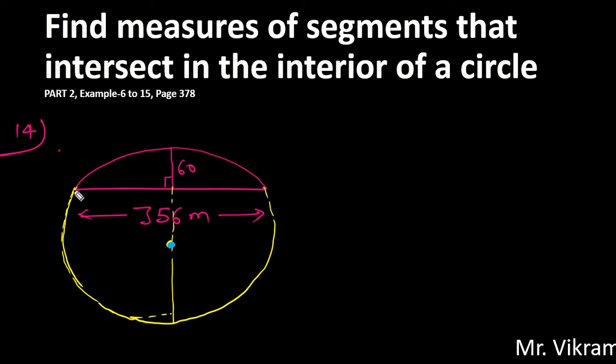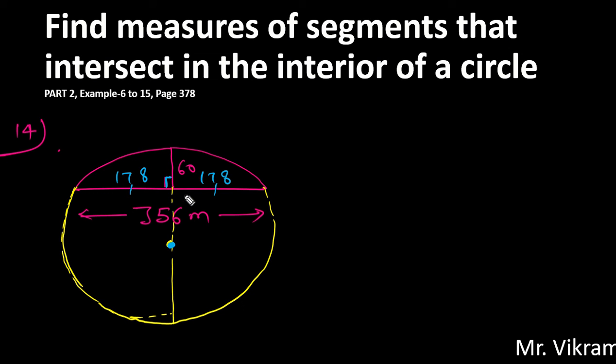So first of all, the chord is given as 356 meters, and this is making a 90-degree angle. If the chord and diameter are perpendicular, then this equals this. So 356 divided by 2, let me check, will give you 178. This side is given as 60, and this is 178. So can you find the radius from this, or how can you find the diameter in this case?